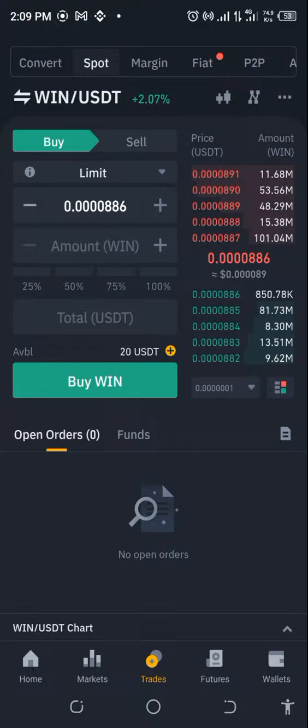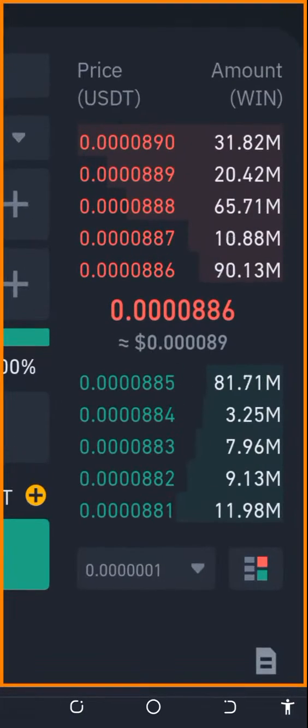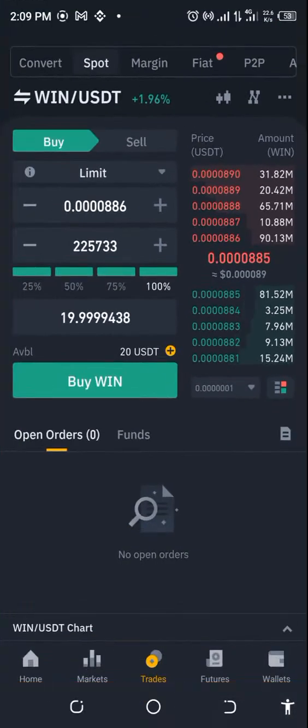The price here is 886. So let's see how much we can get. In this case, this is 225,000. So I have to check whether I can get this sold immediately. So I'm trying to see, yeah, it's possible, but don't forget, you can see right now the price is going down. The price is going down.